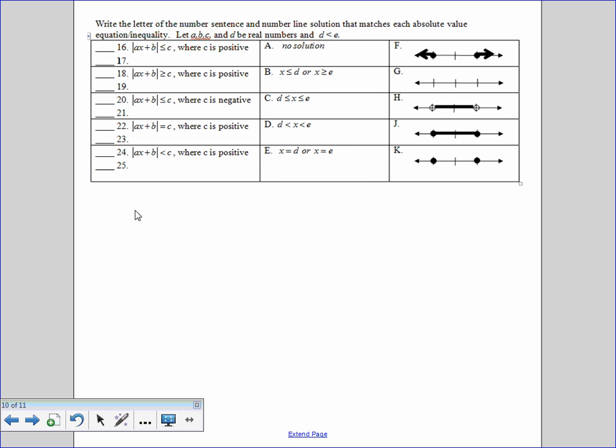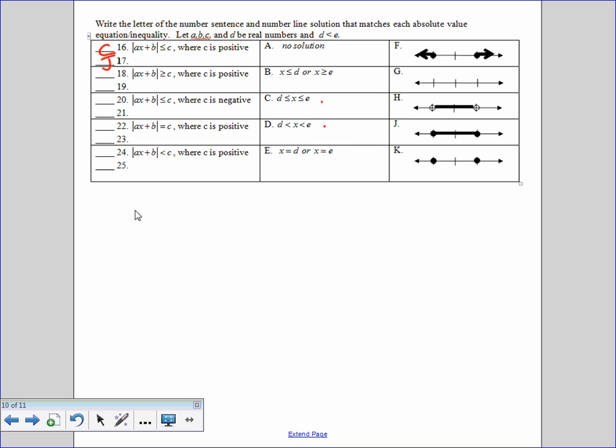So which one of these is a compound inequality? We'll see in DR, but if this is less than or equal to, it's going to have to be C and J.